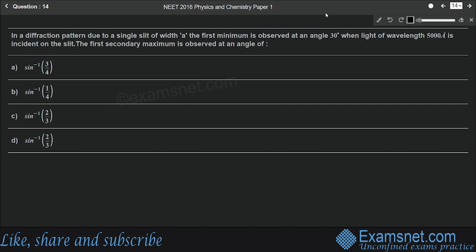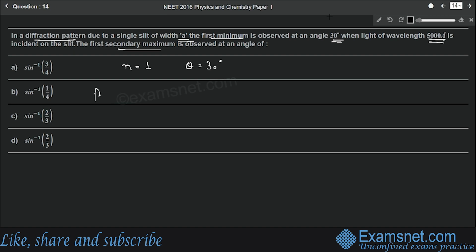Question number 14 is from the chapter Wave Optics, and the question is, in a diffraction pattern due to a single slit of width A, the first minimum is observed at an angle 30 degree when light of wavelength 5000 angstrom is incident on the slit. The first secondary maximum is observed at an angle of. So for first minima, n is equal to 1 and the angle theta is given as 30 degree. So we'll use the Bragg's equation here.